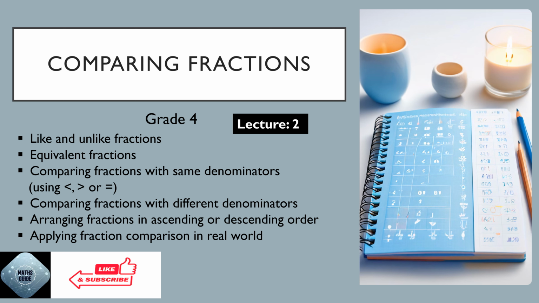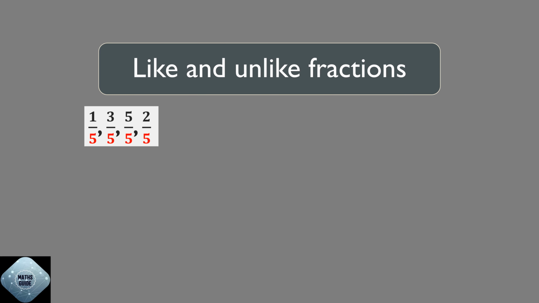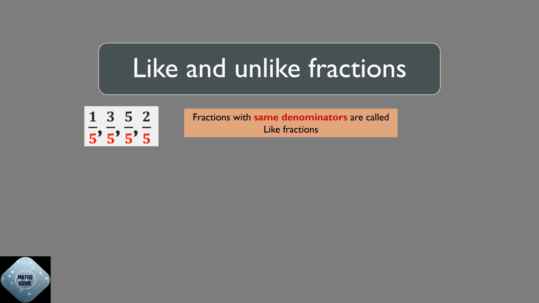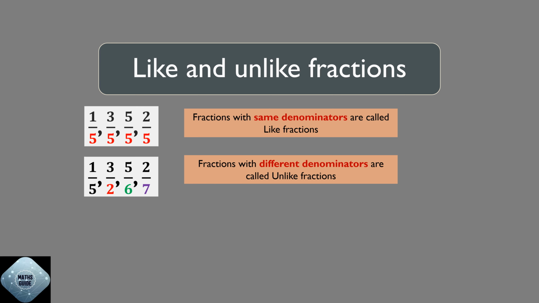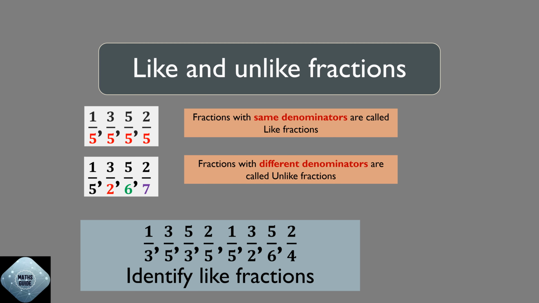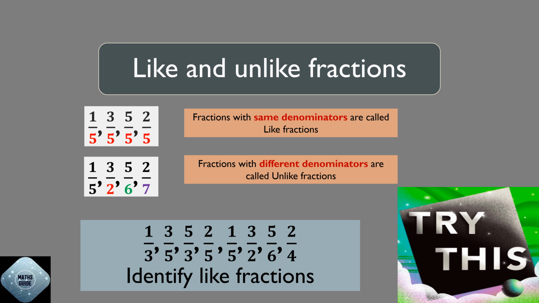So let's start. For like and unlike fractions, we compare two or more fractions by comparing their numerators. As you can see, there are some fractions. They can be proper or improper, but you will notice that all fractions have same denominators. So that is the point of comparison. Like fractions have same denominators and unlike fractions have different denominators. So if you can identify like fractions from the given set of fractions, write in comment section.